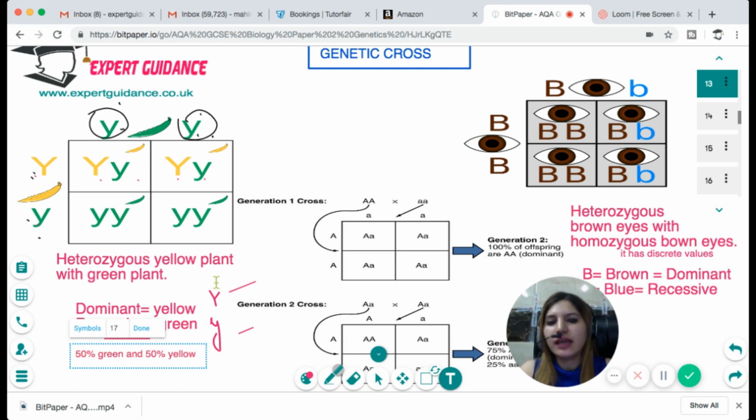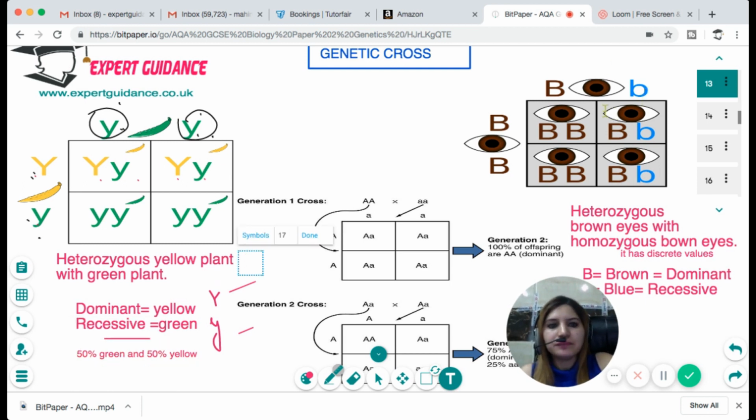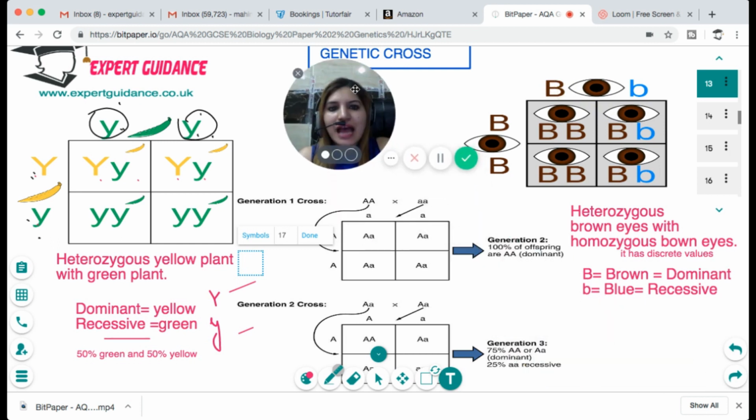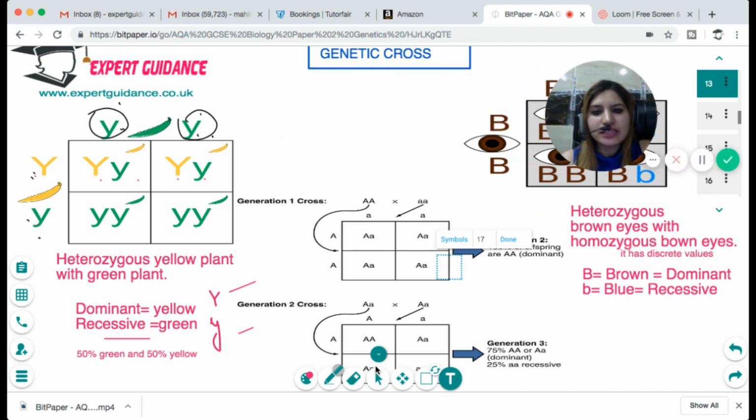Okay. Now let's take another example. Here brown eyes are dominant, which is capital B, and small b is blue eyes, which is recessive. Now we are crossing a homozygous brown-eyed parent with a heterozygous brown-eyed parent. In this case, we got all brown. So the phenotypic ratio is 100% brown. But if we see the genotype, it is 50% homozygous and 50% heterozygous. Okay, so this is how we do the cross.